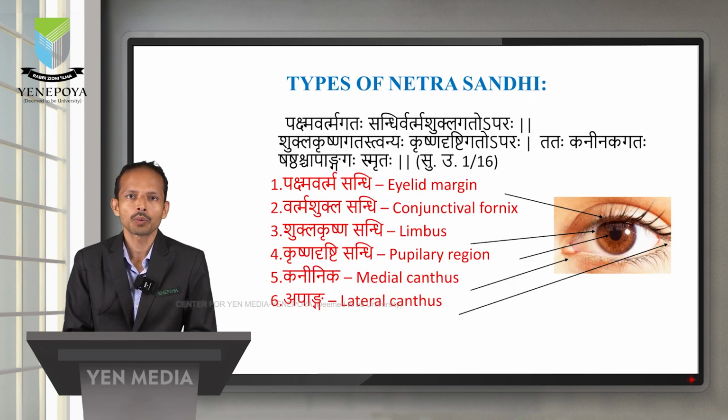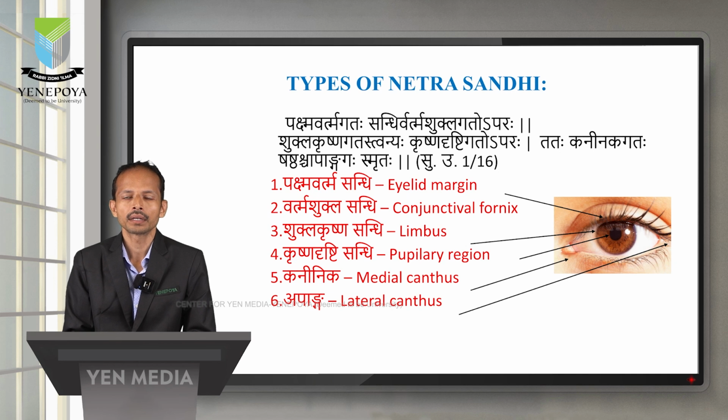The first one is Pakshma Vartmagata Sandhi. The junction between the eyelashes and the lid is called Pakshma Vartmagata Sandhi. It is the lid margin. And Vartma Shuklagata Sandhi, where the eyelid and the bulbar conjunctiva join, that is the conjunctival fornix, is called Vartma Shuklagata Sandhi. Shukla Krishnagata Sandhi, where Shukla mandala and Krishna mandala join. It is the limbal area. And Krishna Drishtigata Sandhi, it is the pupillary margin.